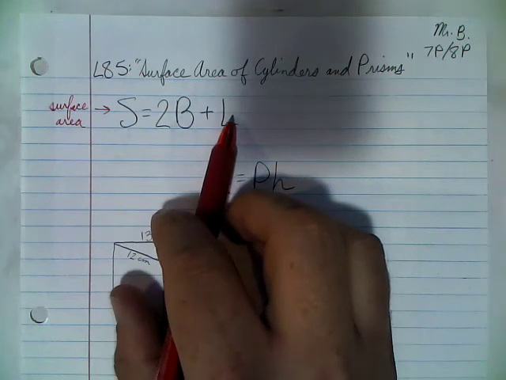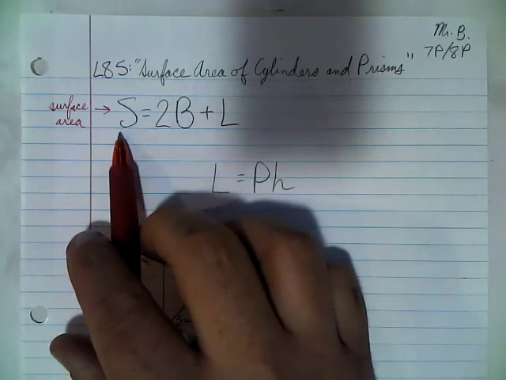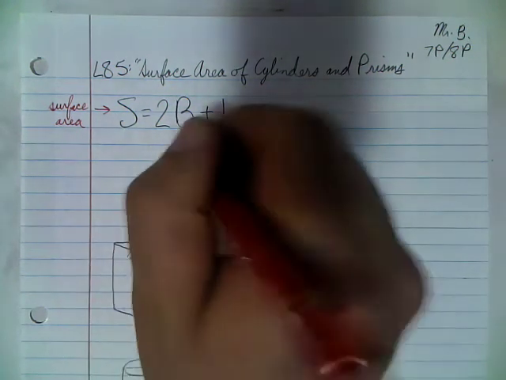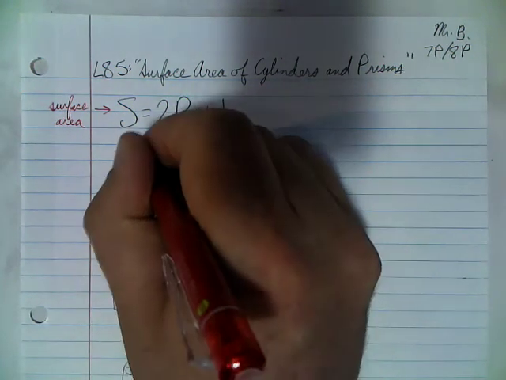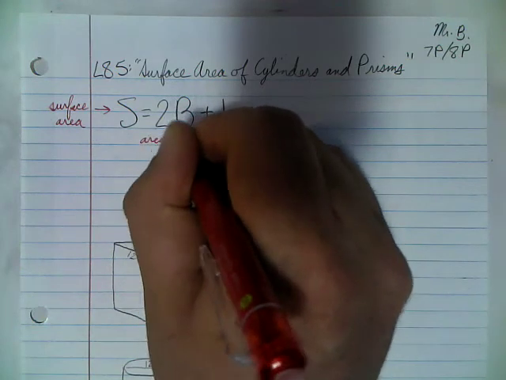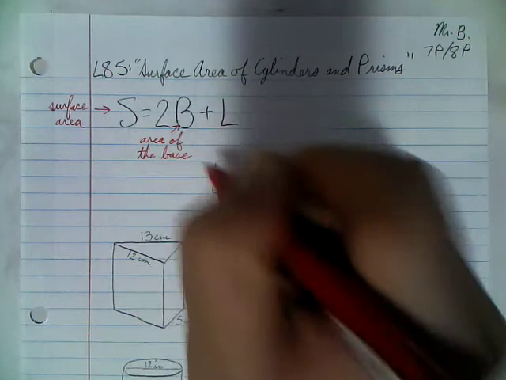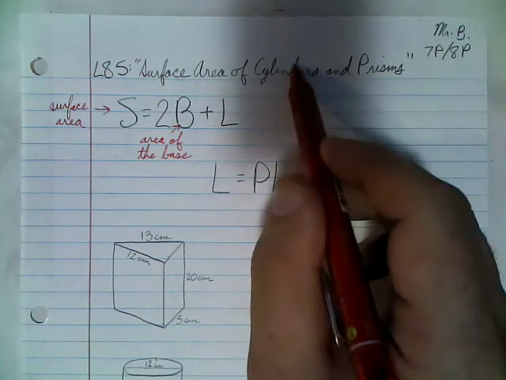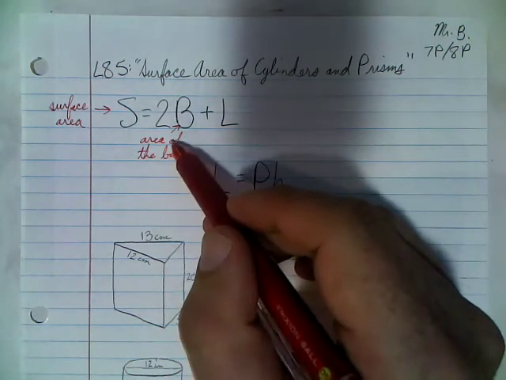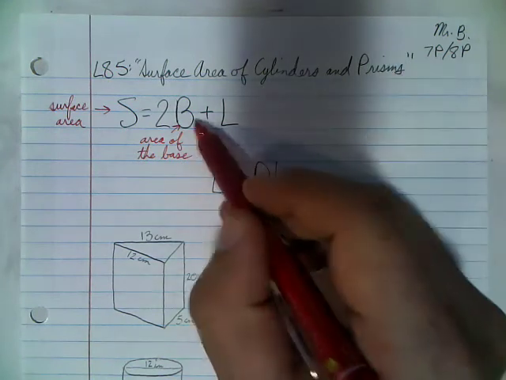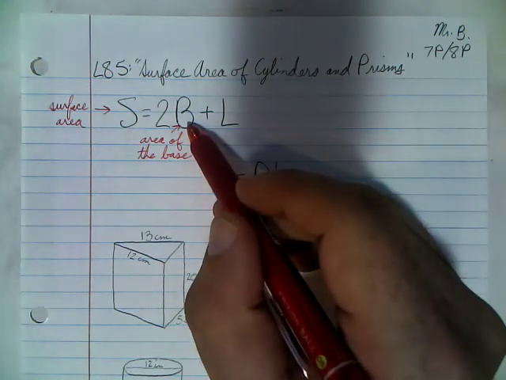Now remember, in formulas, when we see capital letters, this usually tells us that these are things that we're going to have to calculate. So when you see capital B here, what you're going to have to calculate is the area of the base. If it's a cylinder, the base will be a circle. If it's a prism, the base will be some sort of polygon.